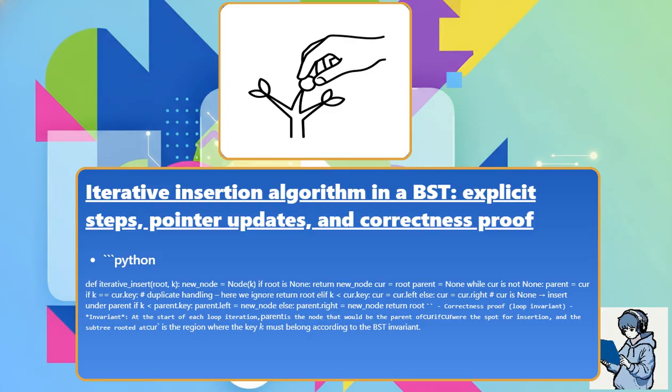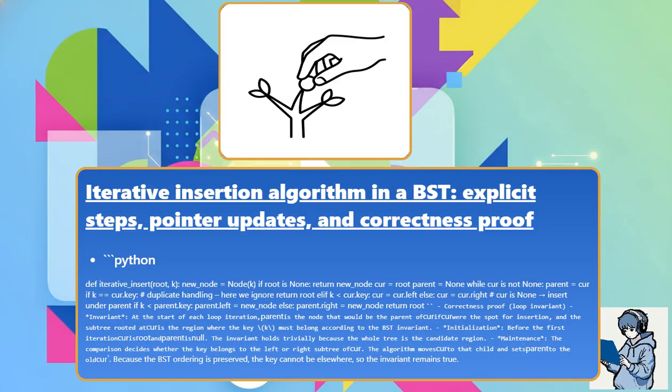Invariant: at the start of each loop iteration, parent is the node that would be the parent of current if current were the spot for insertion, and the subtree rooted at current is the region where the key k must belong according to the binary search tree invariant. Initialization: before the first iteration, current is root and parent is null. The invariant holds trivially because the whole tree is the candidate region. Maintenance: the comparison decides whether the key belongs to the left or right subtree of current. The algorithm moves current to that child and sets parent to the old current. Because the binary search tree ordering is preserved, the key cannot be elsewhere, so the invariant remains true.